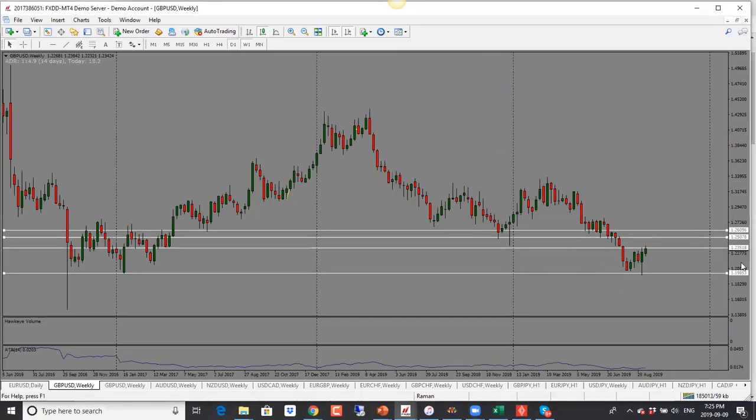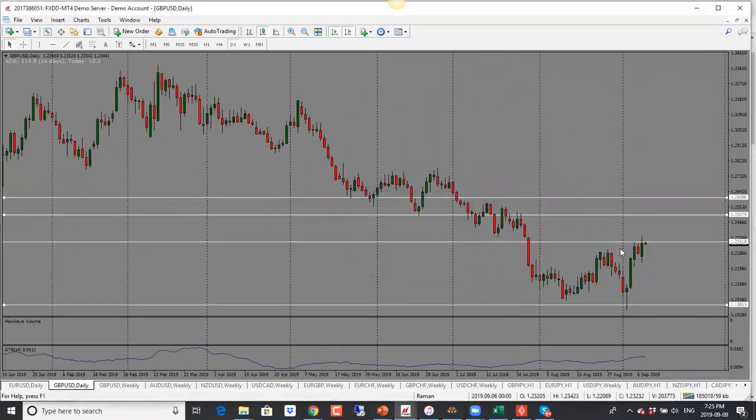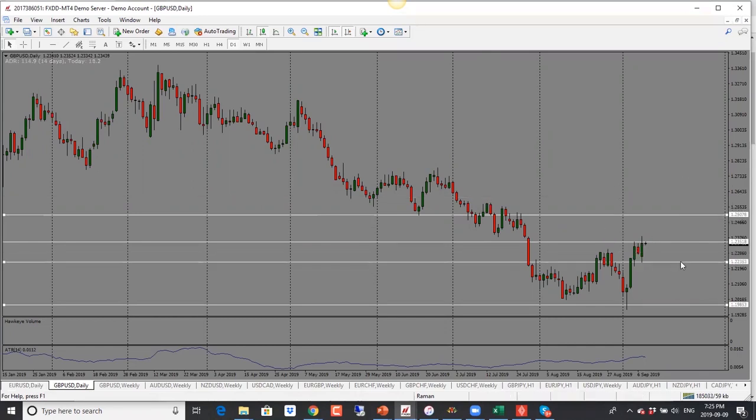Pound dollar here, British pound has been positive. We have seen a bullish candle close for today. So bias is bullish, but do recognize that price is into resistance here. This one has also just traded sideways for now.